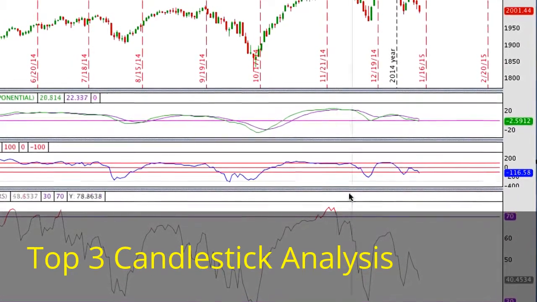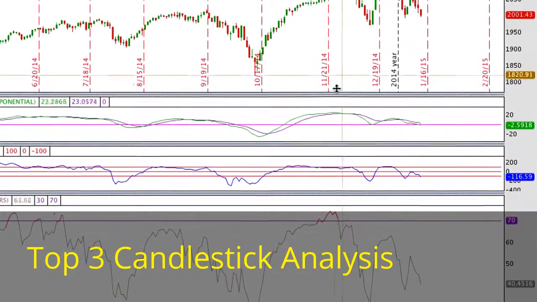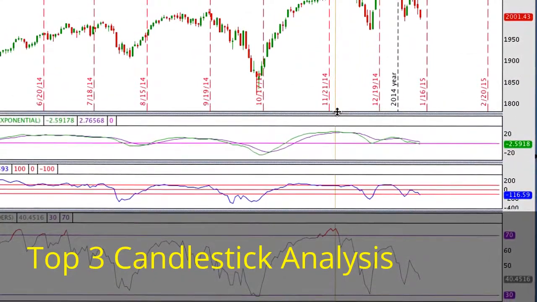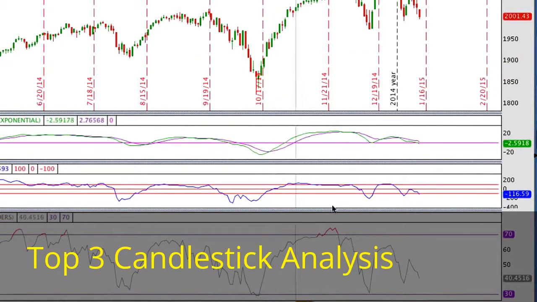Now, when we look back in time again with CCI and MACD, and let me just try to smush these down just a little bit, here's the look at the S&P 500.